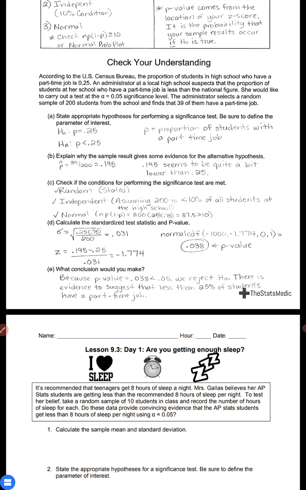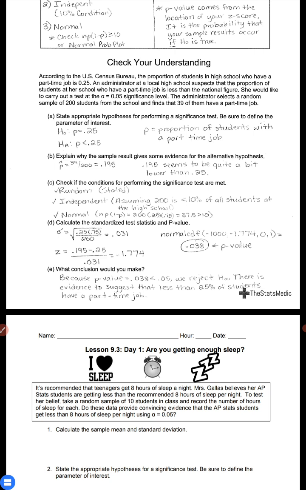So let's check if our conditions for reporting the significance test are met. First of all, was it random? Yes, I know that because the problem tells me that they were randomly selected. Is it independent? We have to make an assumption here that 200 is less than, I know the notes say 10%, but we're going to say 5% because that's what my lab asked for. We have to make the assumption that 200 is less than 5% of all students at the high school. Without knowing the size of the school, there's no real way for us to know for sure, but we're going to assume that for the time being.